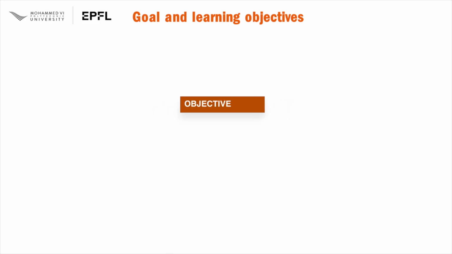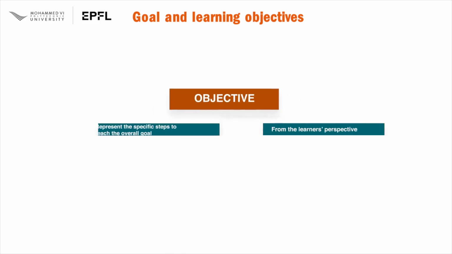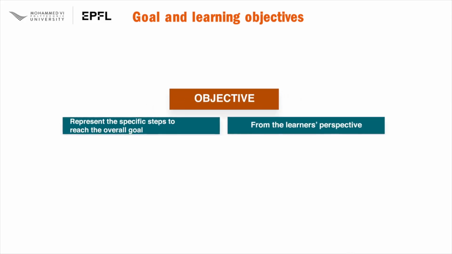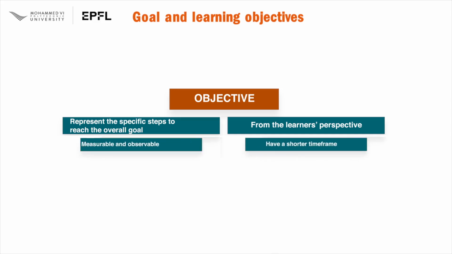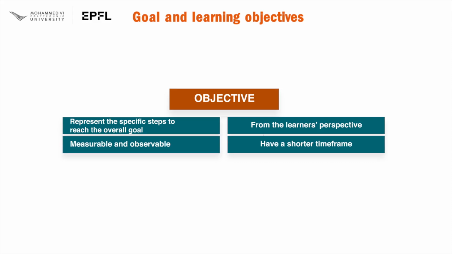Meanwhile, your learning objectives define what you want your learner to be able to do as a result of following the course. They are, in other words, the specific steps to reach the overall goal. In addition to them being from the point of view of learners, they should be measurable and observable. They also have a shorter time frame.